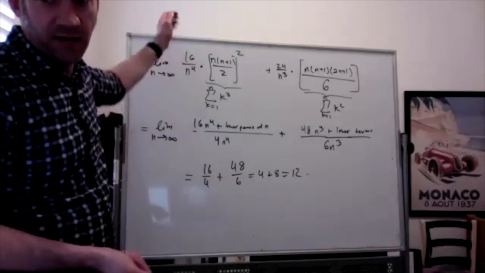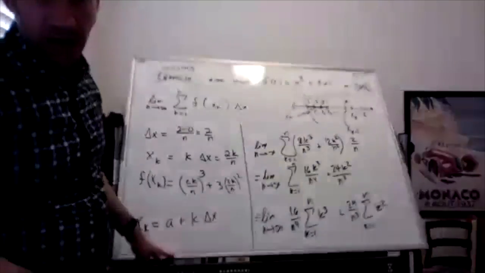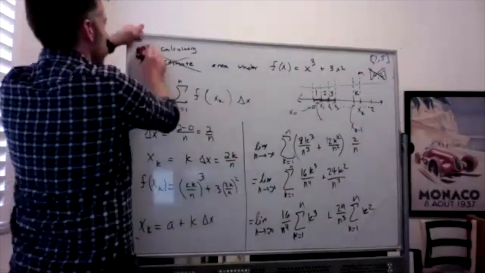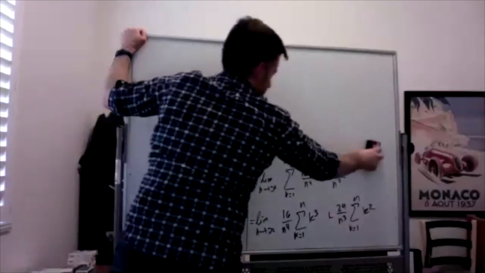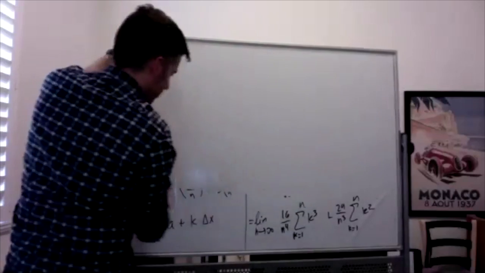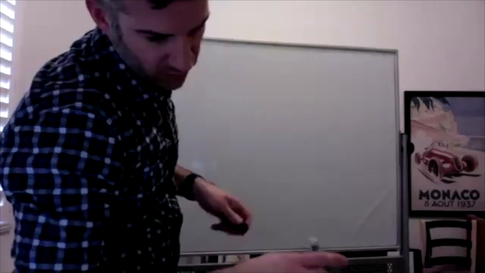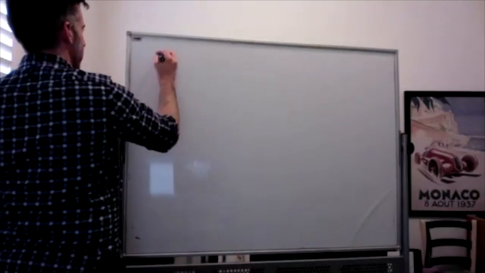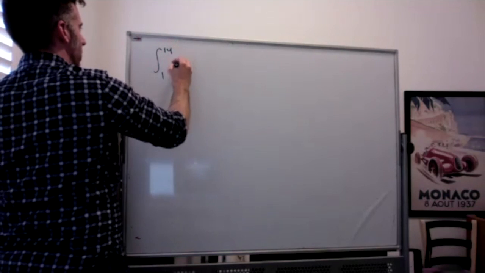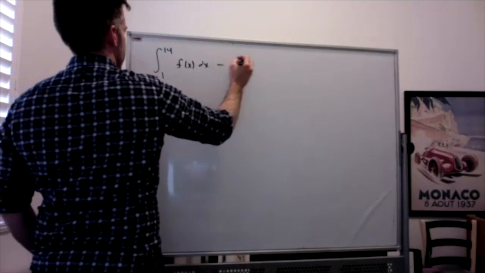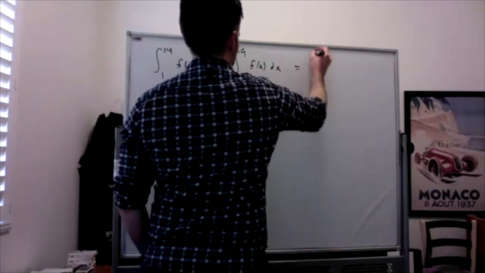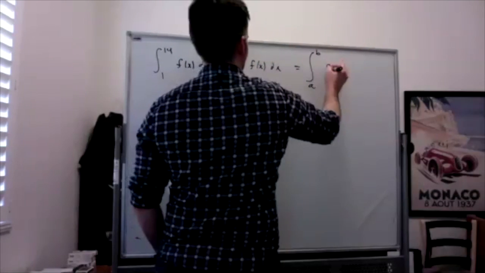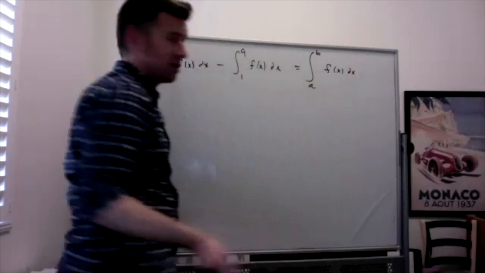So in the last 30 minutes we have, let's do a couple other things. So some people asked me about some various questions. Someone asked me about this one. Someone asked me, if you have the integral from 1 to 14 of f of x dx minus the integral from 1 to 9 of f of x dx, you have the integral from where to where of f of x dx? I think this is a great opportunity to draw a picture.